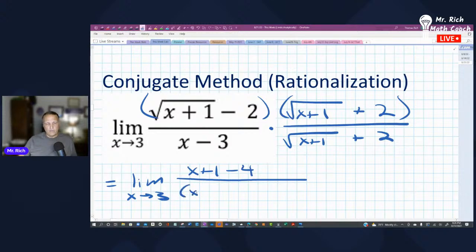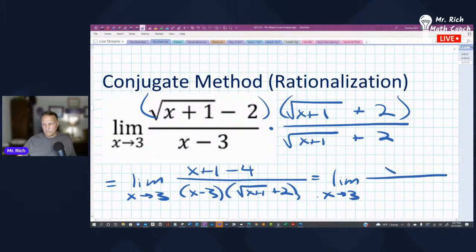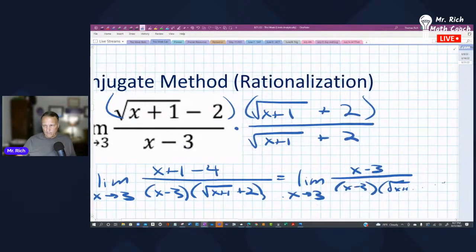Down here, I'm really not going to multiply these together, as you'll see why in just a second. I'm just going to leave them as the product of those two binomials. But what happens then is that this problem just so happens to be such that my numerator now is x minus 3. And here I have x minus 3 times root x plus 1, and then that is plus 2 down here like that.